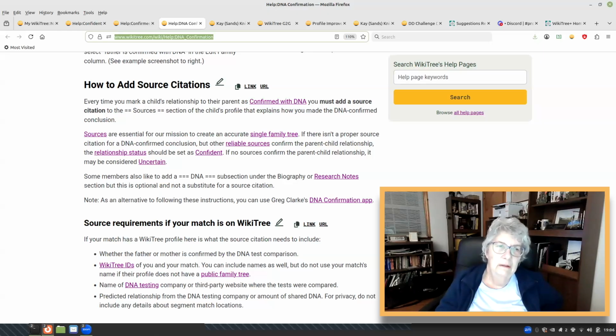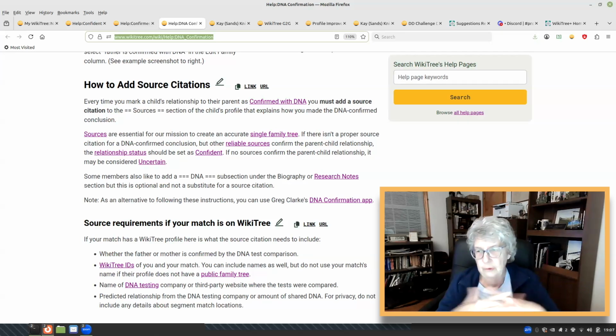What we're focusing on here is if it's not confirmed with DNA, if there's not a DNA confirmation source on the profile, then it gets this suggestion: 212, 213, 313, 13 for fathers. And then to fix that suggestion, you look at the sources that are already on the profile, or you might have to look at both the child and the parent to determine whether you should change that status to confident or uncertain.